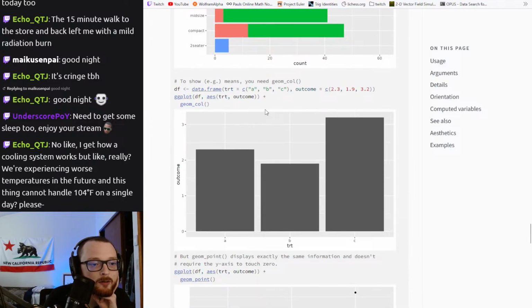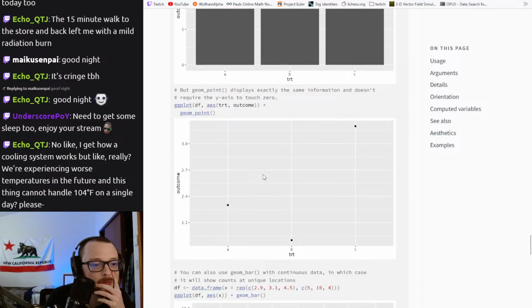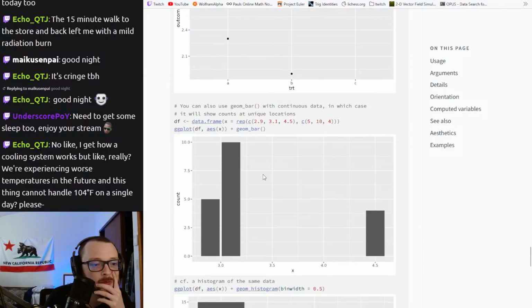Okay, here's geom_col. So geom_col is maybe just more general then? You can get the means of each of these categories rather than the counts. Is that what they're saying with this?